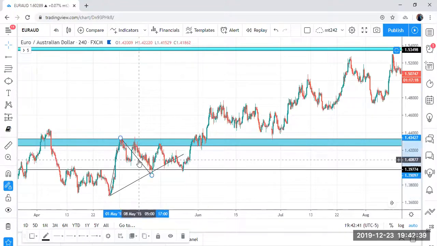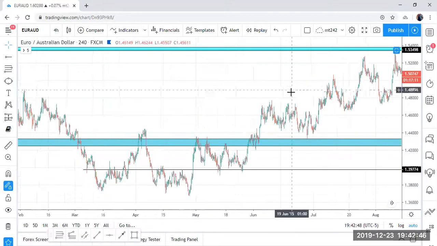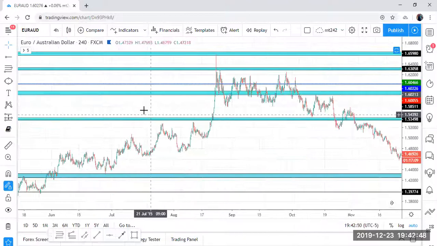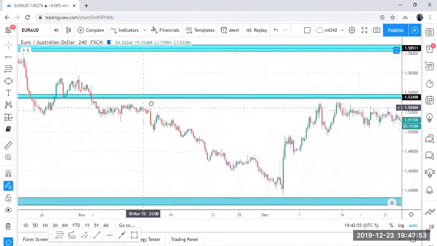Everybody's going to have their different confirmation as to why they're taking the trade. If I see a zone and a trend line match up and price finds support, that's automatic that I take that trade. That's automatic.